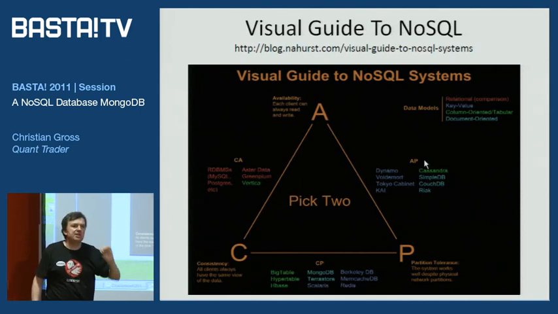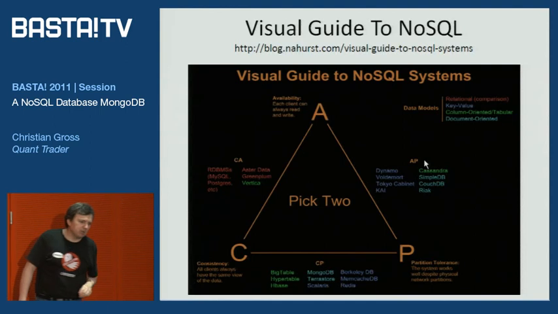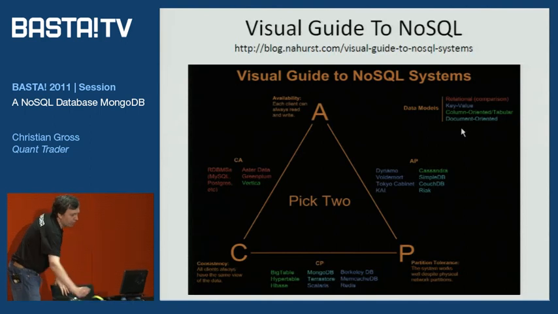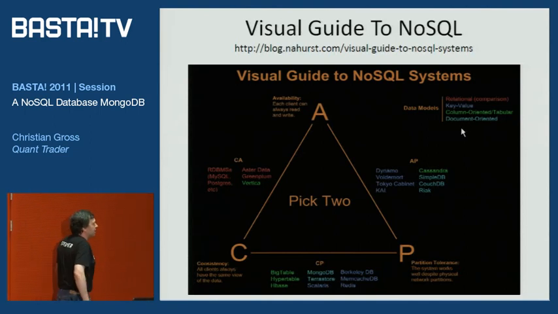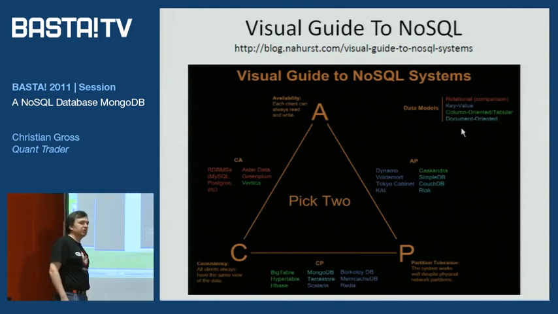You see, when you have NoSQL, you have three data models. You have the key value, the column-oriented tabular, and the document-oriented. I am not going to talk about key value. I'm not going to talk about column-oriented tabular. I am going to talk about document-oriented, but just quickly to give an overview.